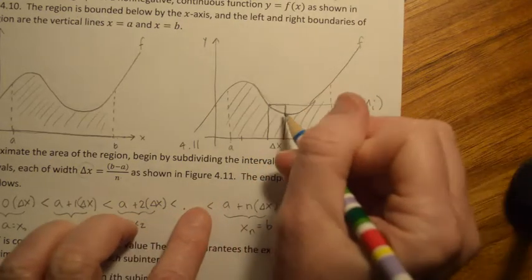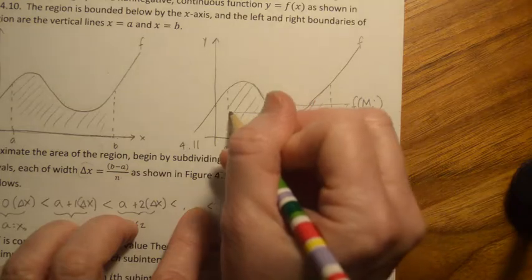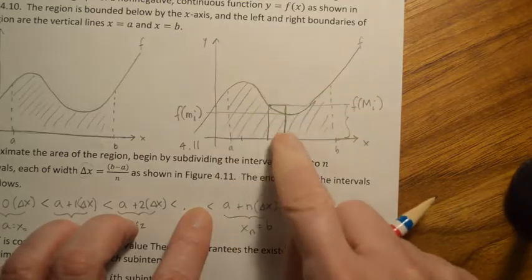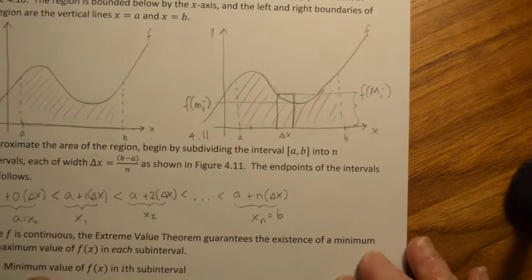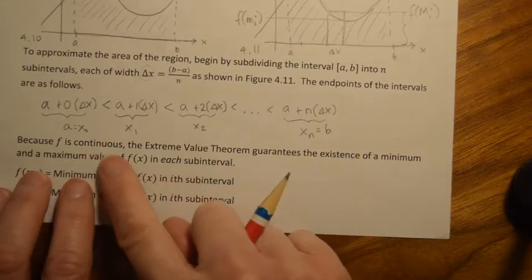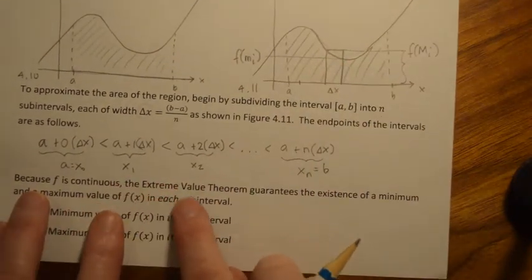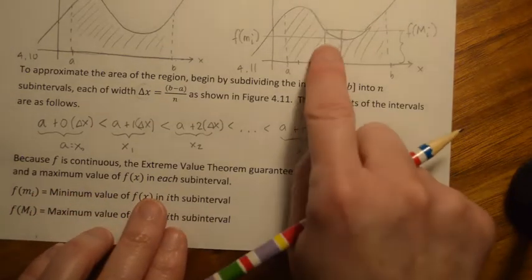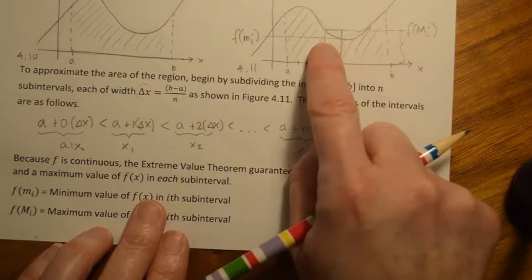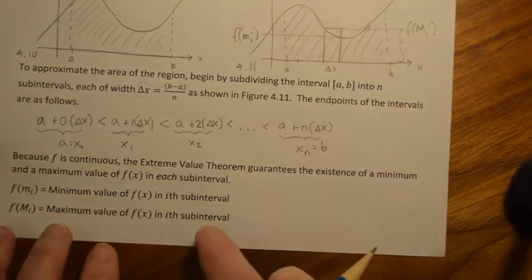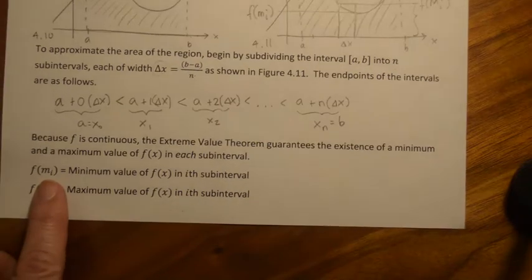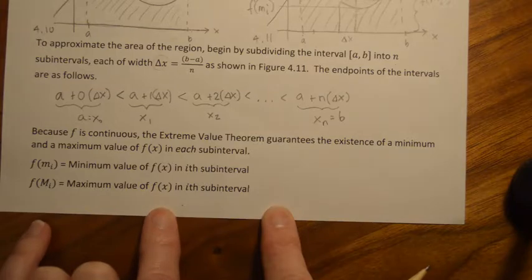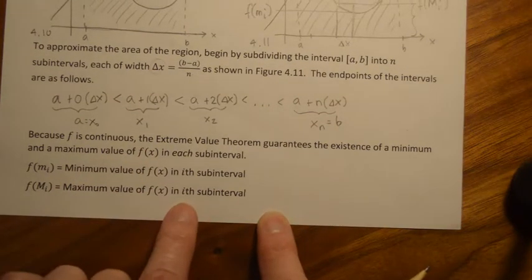And then there's also a point where it's the lowest in that interval, and we're going to call this f of lowercase m sub i. So in this interval, it's going to have a maximum and minimum, and we know that exists because f is a continuous function, and the extreme value theorem guarantees that there is a min and a max on each subinterval. Now, it might not be like I've drawn it, where it's at an endpoint of the interval. It could be somewhere in between. But f of lowercase m sub i is the minimum value, and f of capital M sub i is the maximum value in that ith subinterval.